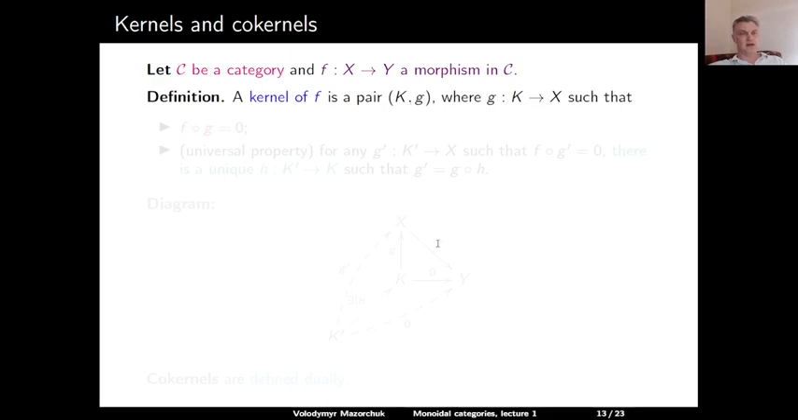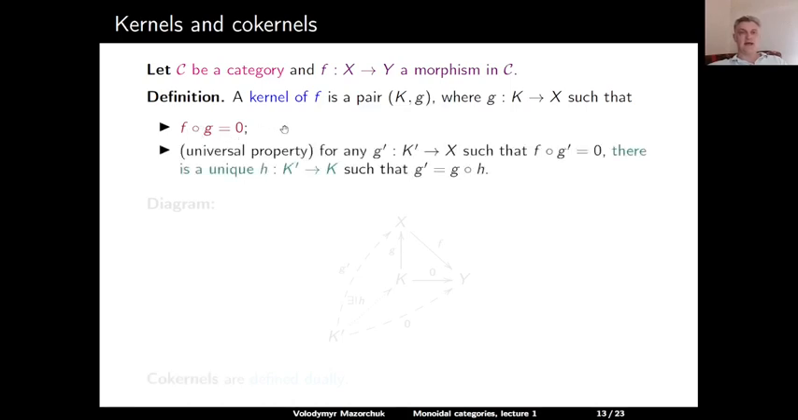Definition: a kernel of F is a pair consisting of an object K in C and a morphism G from K to X, such that the composition of F after G is 0, and the following universal property holds. For any morphism G' from some object K' to X, such that the composition of F after G' is 0, there is a unique morphism H from K' to K, such that G' factors as G after H.